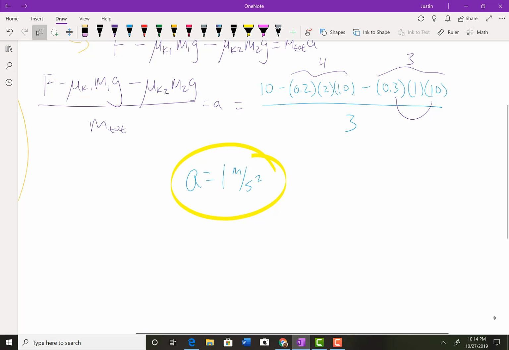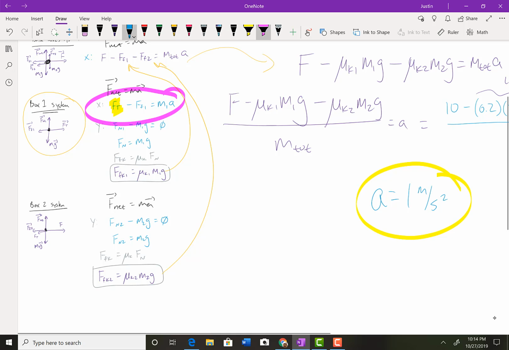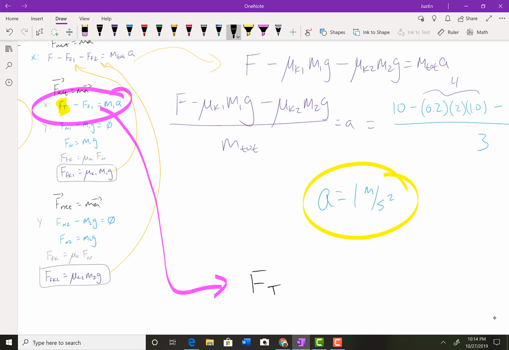All right. So now that I got my acceleration, I know that this whole system is all going to be accelerating the same. So this block and this block has the same exact acceleration. So I'm going to go back to box 1 being my system. And if box 1 is my system, I can find the tension force using this equation right here. So that's what I'm going to do. I got the tension force minus the friction force on box 1 is going to equal the mass of box 1 times its acceleration, which I know is all this.